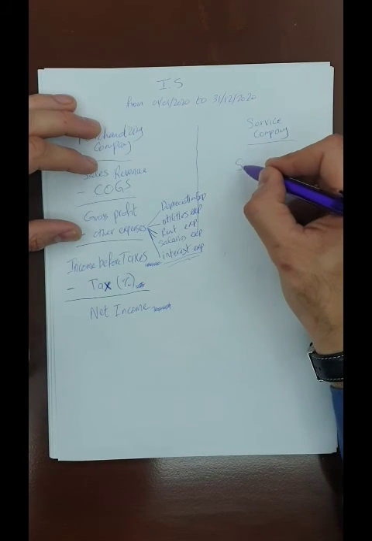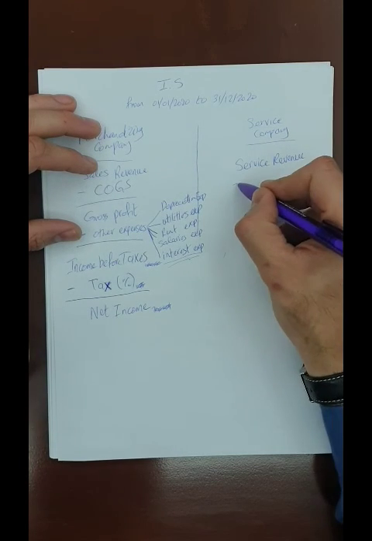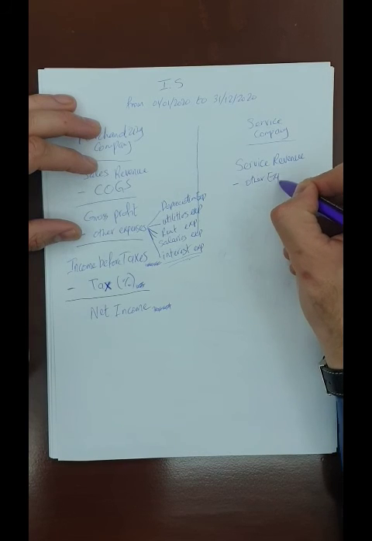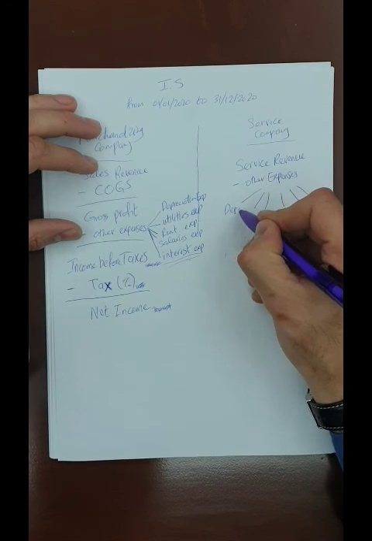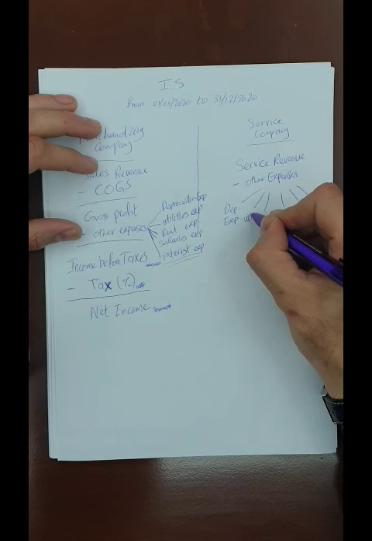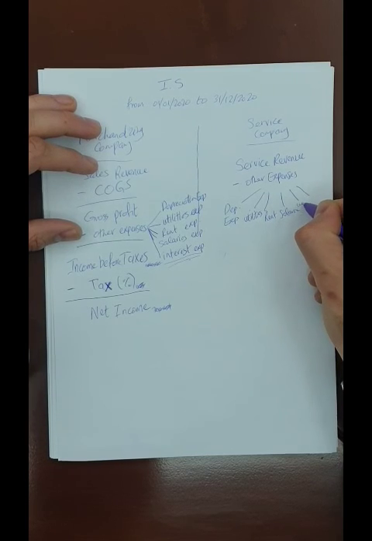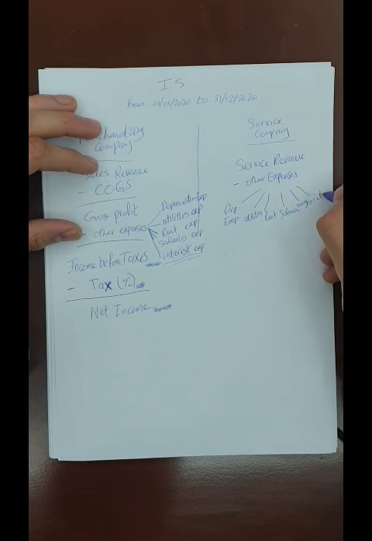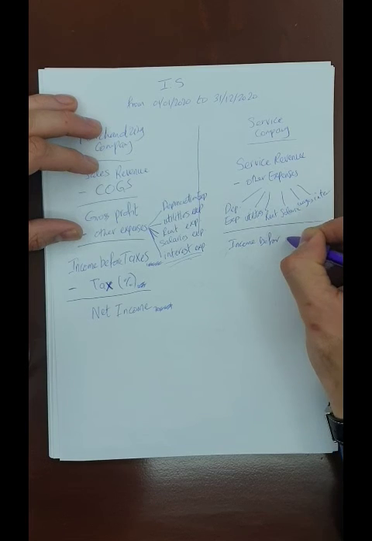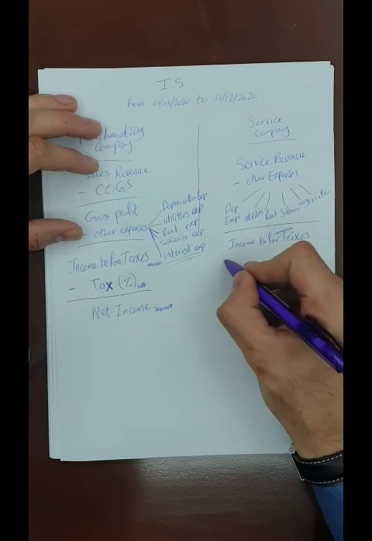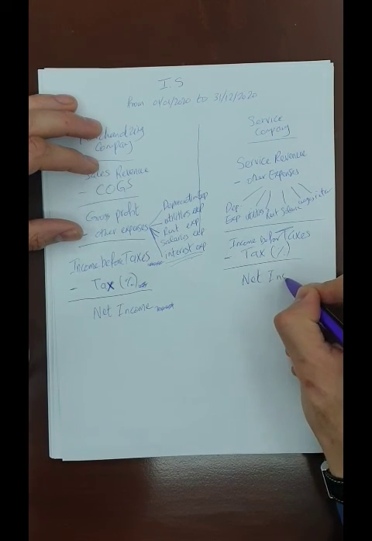As for the services company, you have service revenue minus other expenses right away. Those other expenses can be several ones. Depreciation is one of them. Utilities, rent, salaries, wages, interest, and so on. You get income before taxes. Then you deduct taxes as a percentage, and you will end up with net income again.